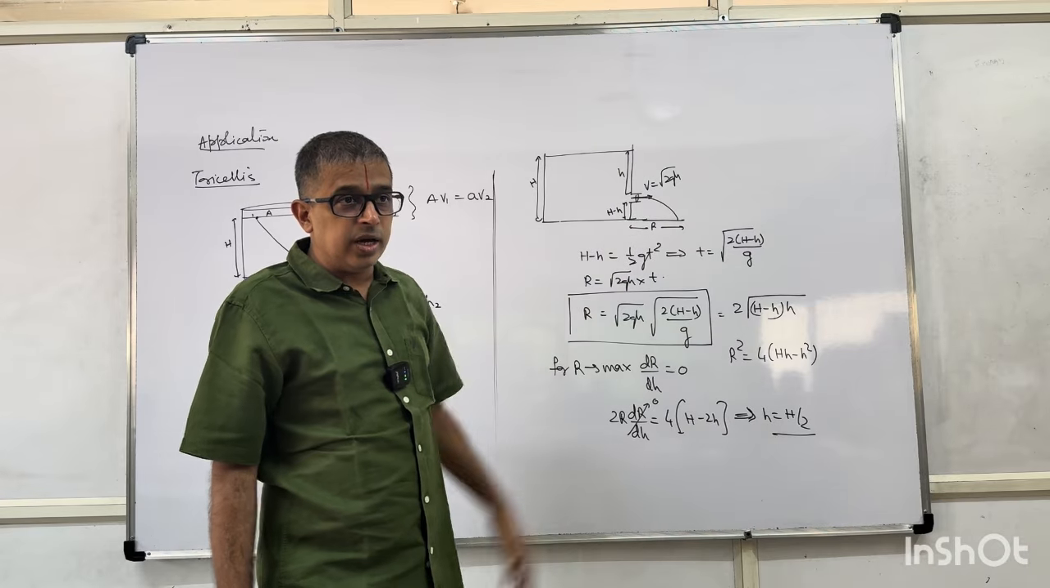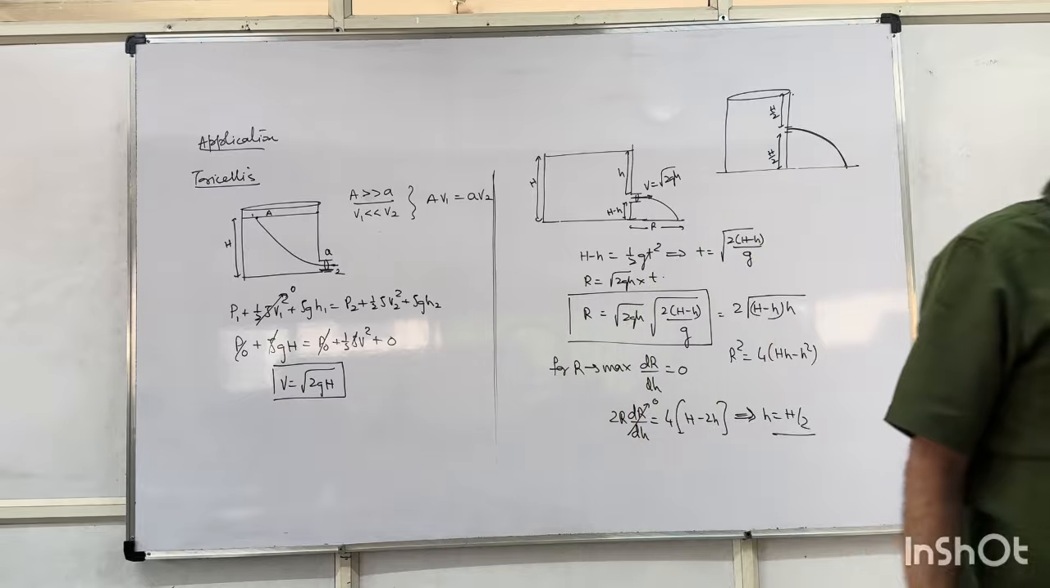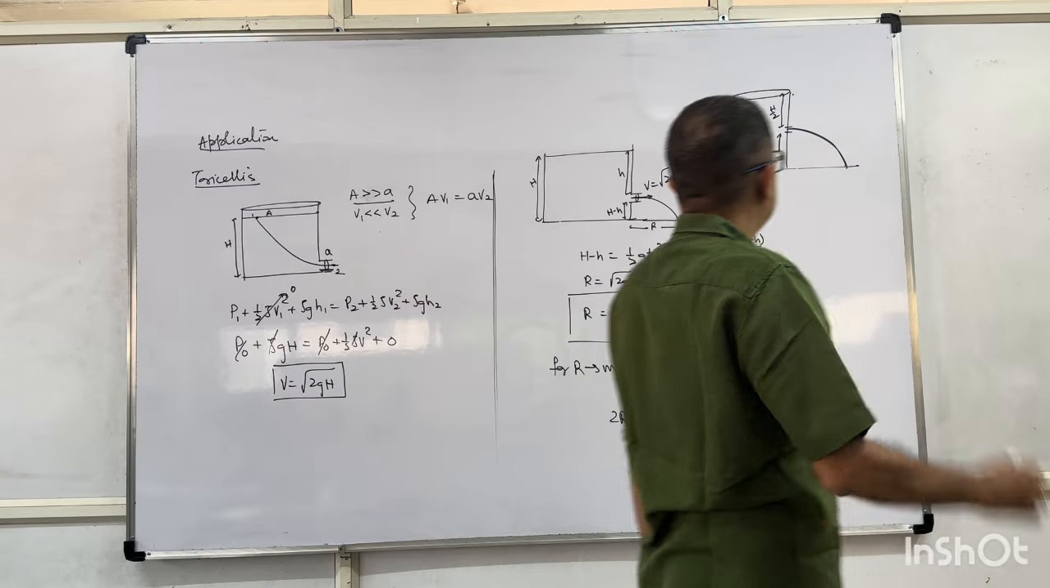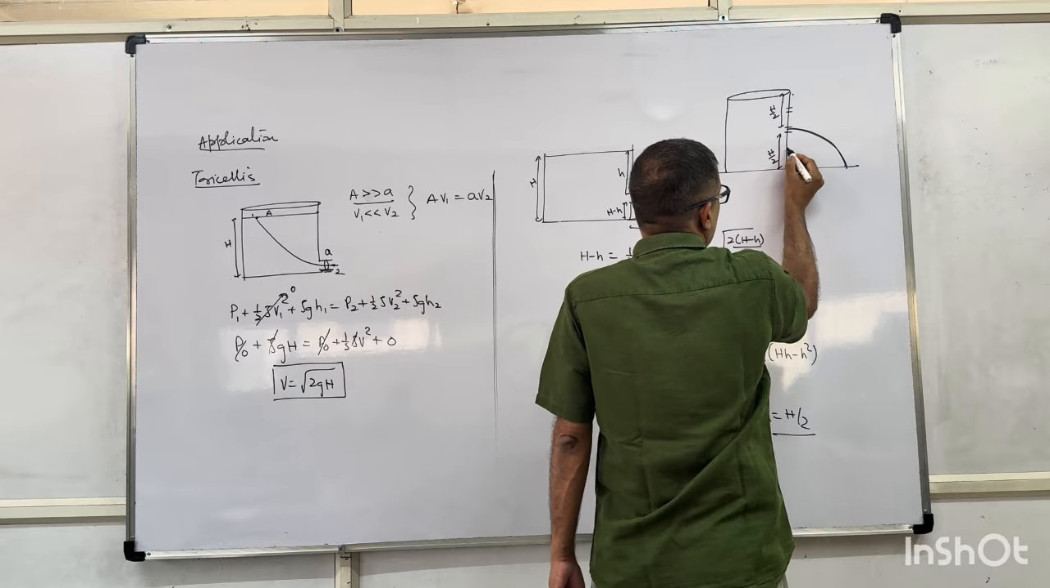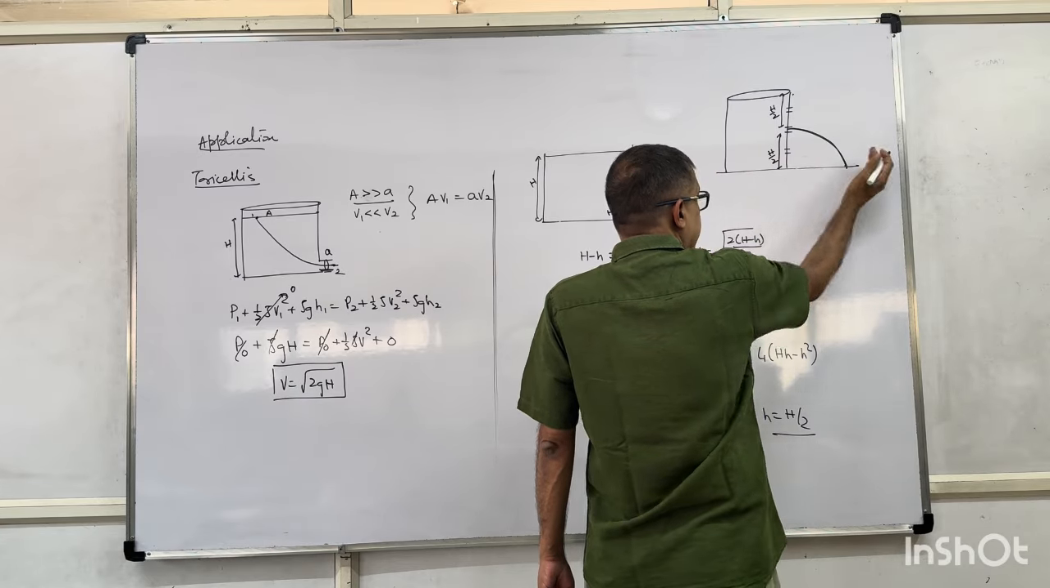You are trying to tell me that if this is a container filled with liquid, range will be maximum when this is h by 2 and this is h by 2. Implies you are leading me into a new argument. That means if I go above or below, range will decrease.